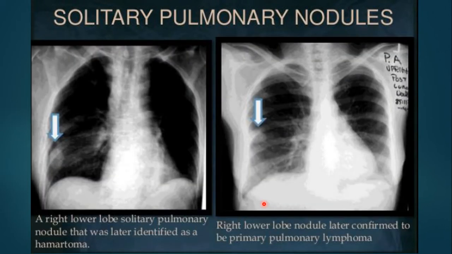For example, let's see here. These are examples of solitary pulmonary nodules. This is a nodule in the right lower lobe. Okay, it was later identified as hamartoma. What about this one? This is also a nodule in the right lower lobe, confirmed to be primary pulmonary lymphoma. You can see it's a little bit peripheral, but probably on CT scan, maybe it was not touching the pleura. Okay.